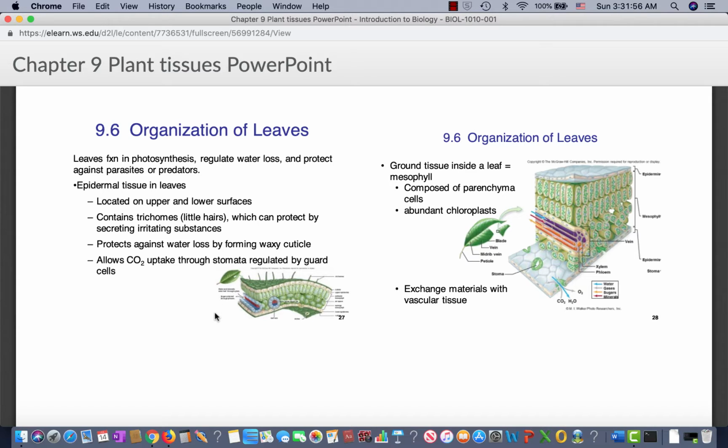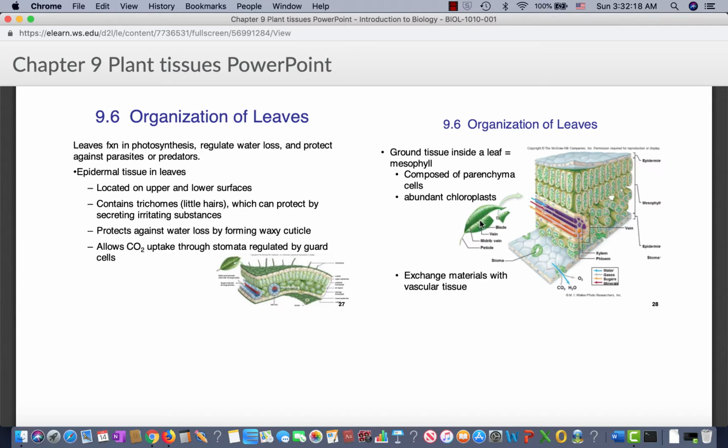And again, in general, plants do photosynthesis and cellular respiration, but they're doing more photosynthesis, so their waste product is oxygen. You've got ground tissue inside the leaf, which is the mesophyll, which is composed of parenchyma and has tons of chloroplasts, which makes good sense because this is where photosynthesis is taking place most of the time.